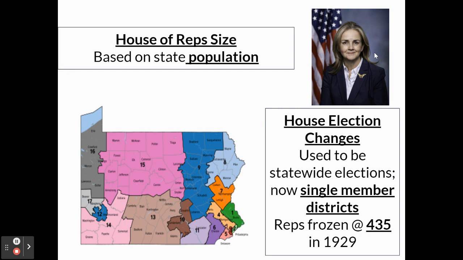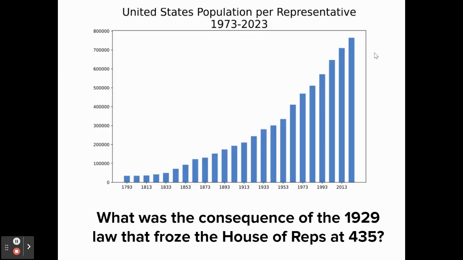The other difference is that up until 1929, the size of the House of Representatives continued to increase as the population size of the country increased. This ended in 1929, when we froze the House of Representatives at 435. The consequence of freezing the House at 435 is that, as you can see, the number of people each representative represents has steadily increased throughout American history.